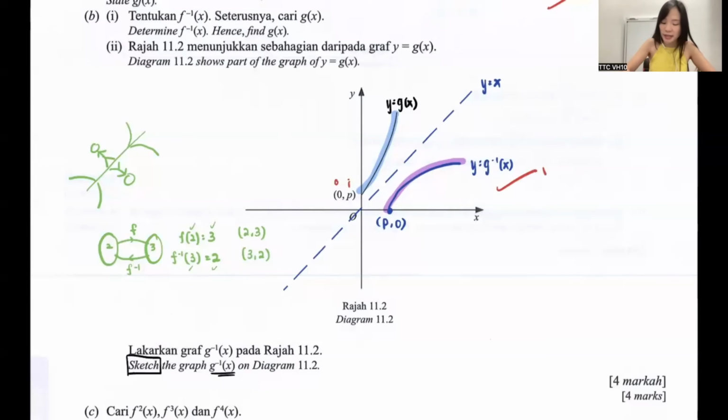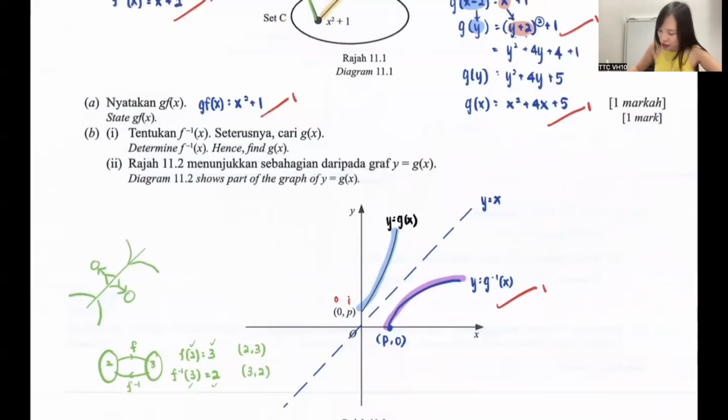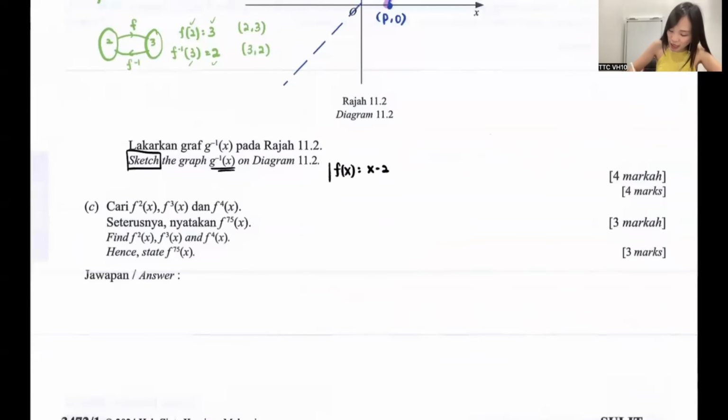Done drawing this correctly, easy, 1 mark, okay? So now this question still has part C. In C, they ask to find f squared x, f cubed x, f to the power 4 x, and find f to the power 75 x. Never mind, I do f x first. So guys, let's look at the question first. On the top, the f x equation is what? I write it back: f x equation is x minus 2.